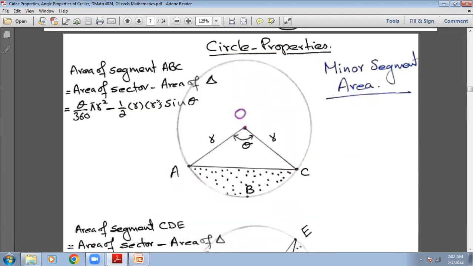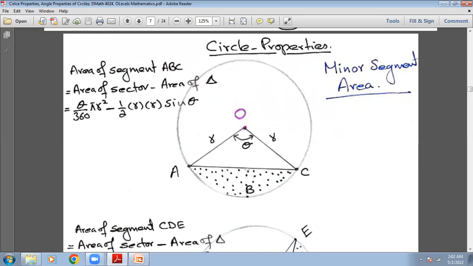Now, here we have a circle, and here I have drawn two radii, and here I have drawn a chord AC. Now you see that when you draw a chord, the circle has been divided into two portions. This shaded portion is known as a segment, and this upper portion, the whole thing, is known as the major segment. This one, the shaded one, is the minor segment.